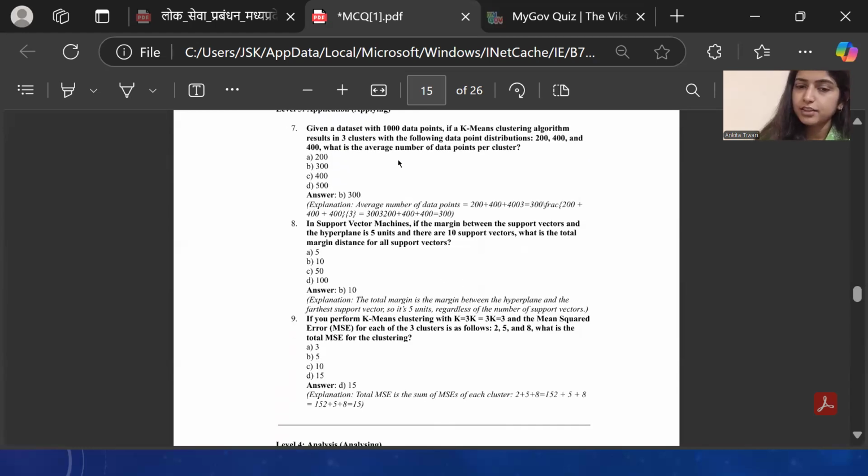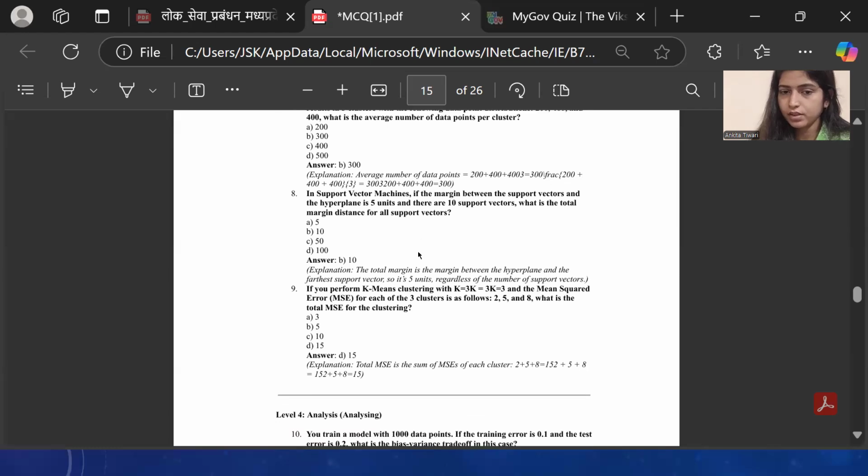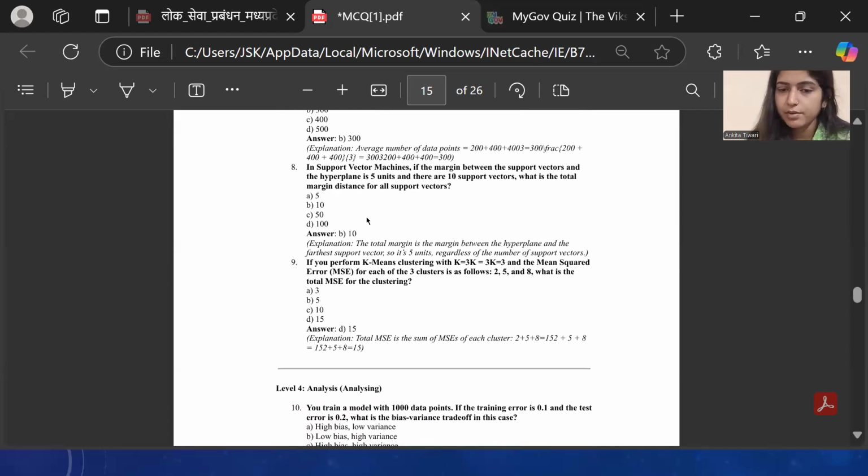Given a data set with 1,000 data points, if a K-means clustering algorithm results in 3 clusters with the following data point distribution: 200, 400, and 400, what is the average number of data points per cluster? This will be 300. Explanation: the average number of data points is (200 plus 400 plus 400) divided by 3, which is 1000 divided by 3, and this will be our answer, 300.